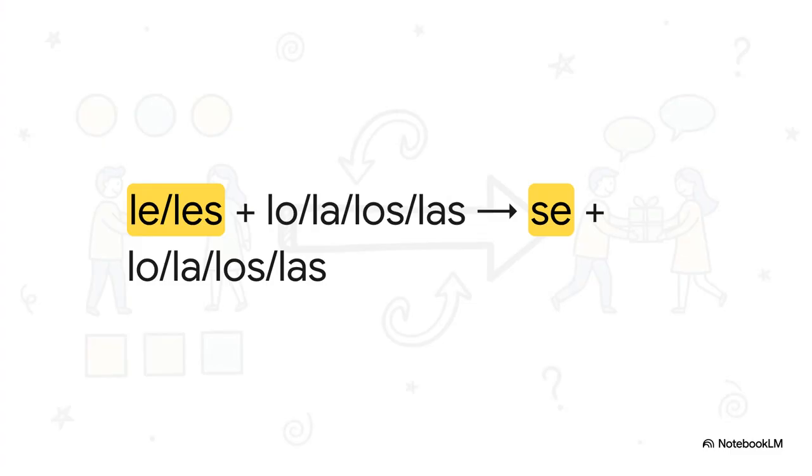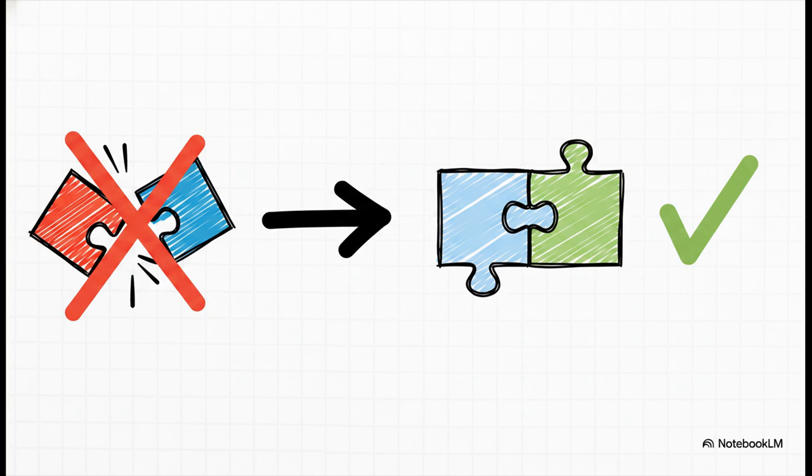Well, it's actually incredibly simple and elegant. To avoid that le-lo clash, the indirect pronoun le or les just changes. It morphs into se. That's it. That's the whole magic rule. Le lo becomes se lo. Les las becomes se las. It fixes the sound every single time. And just like that, the problem is solved. The clashing sounds are gone, replaced by something that flows perfectly.